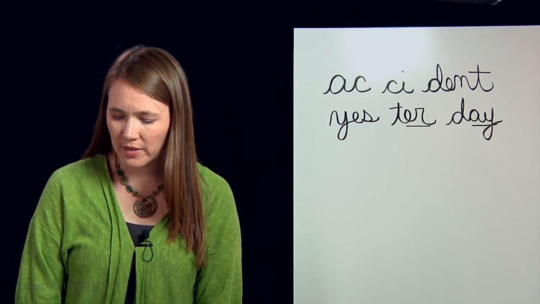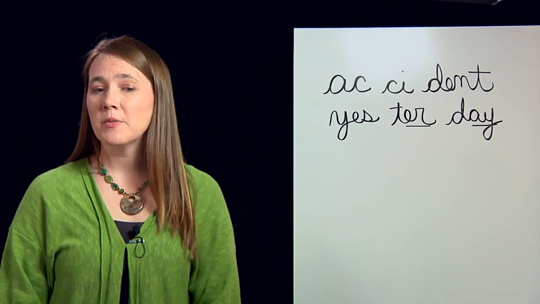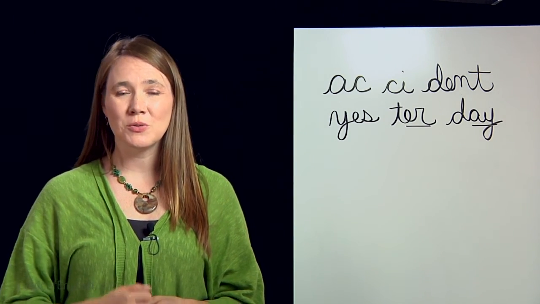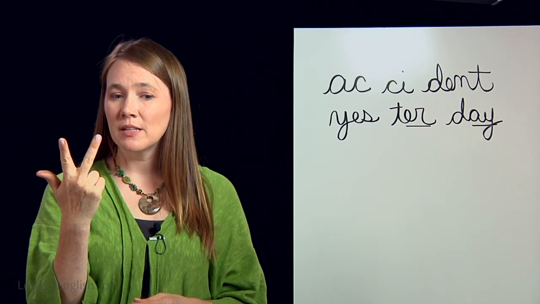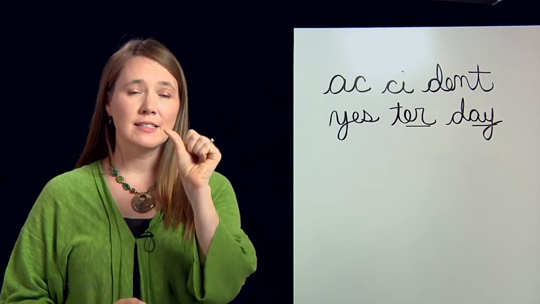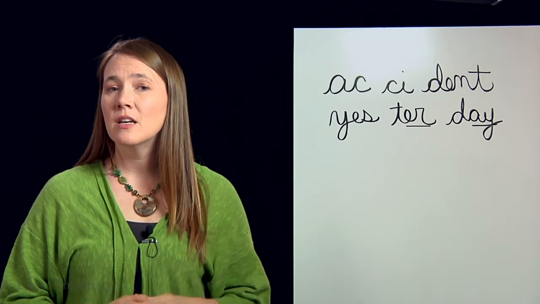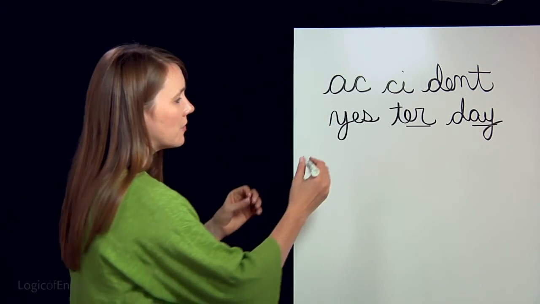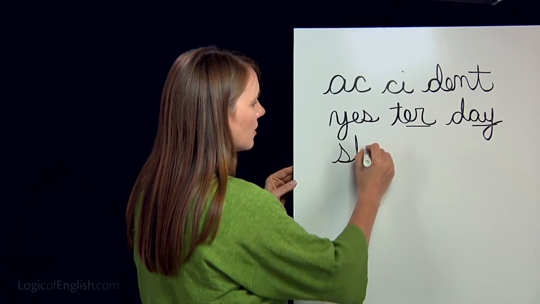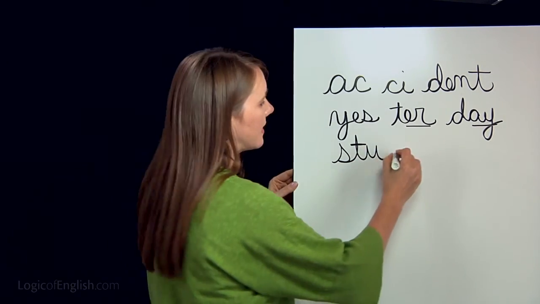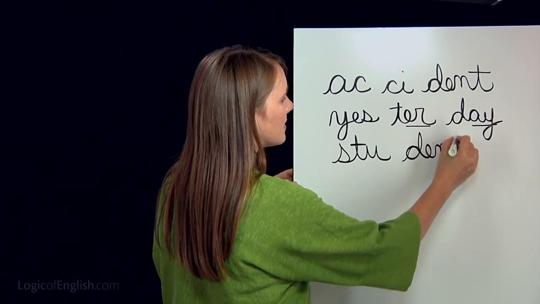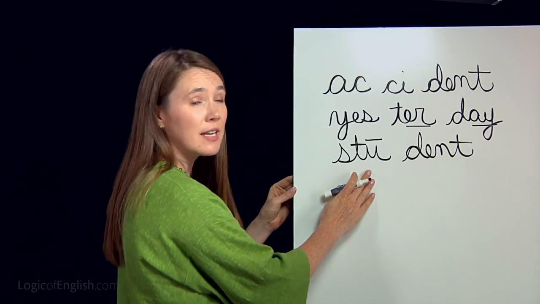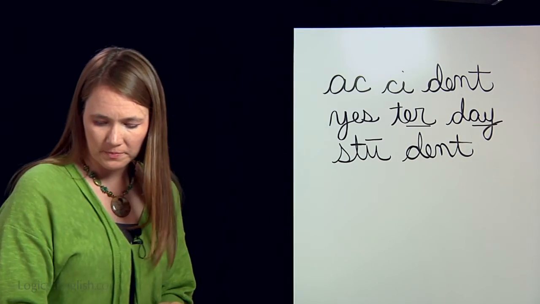The next word is student. The student read the book. How many syllables in student? Two. The first syllable is stew, S-T-U. The second syllable is dent, D-E-N-T. Go ahead and write it. And now help me to write it. The first syllable is stew, S-T-U. The second syllable is dent, D-E-N-T. How will we mark it? We'll put a line over the U because the U said its long sound at the end of the syllable.